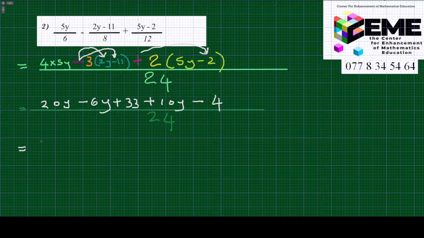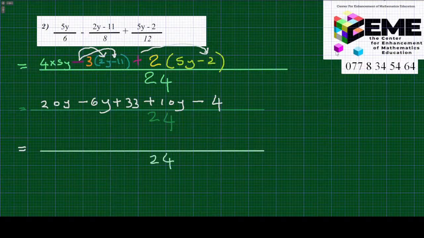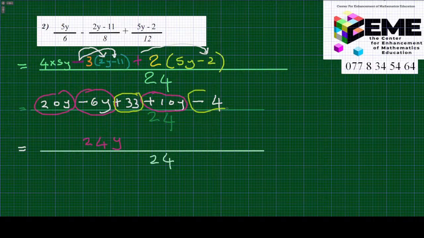Now comes the next step. 24 denominator would come as it is. Put 24 as the denominator. Now simplify the letters. 20y minus 6y is 14y. Then that 14y plus 10y get added. So 14y plus 10y is 24y. Now comes the numbers. Plus 33 minus 4. What is plus 33 minus 4? That's plus 29.